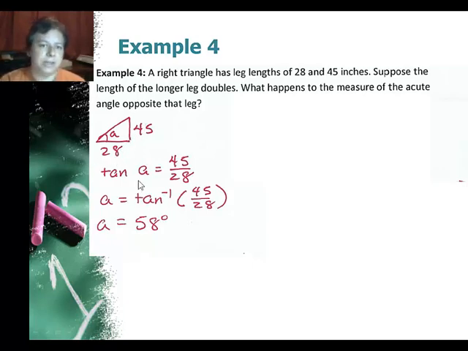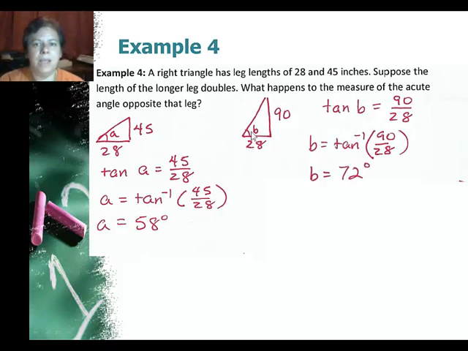Opposite and adjacent is tangent. So tangent of this mystery angle, which I called A, is 45 over 28. If I want to find the number of degrees, I need to use the inverse tangent, and that gives me 58 degrees on my calculator after I rounded. Now I'm going to draw the triangle which has the longer leg on it, 90 and 28.